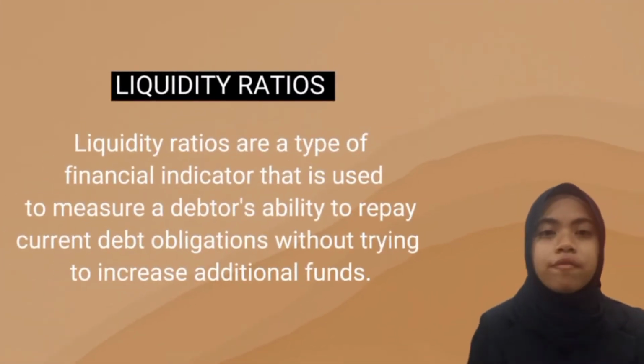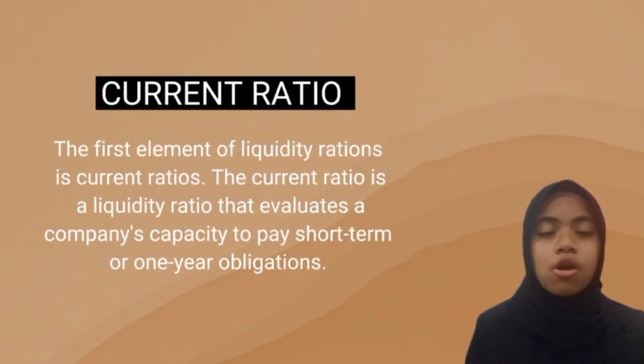Liquidity ratios are a type of financial indicator used to measure a debtor's ability to repay current debt obligations without trying to increase additional funds. The first element of liquidity ratio is the current ratio. The current ratio is a liquidity ratio that evaluates a company's capacity to pay short-term, or 1 year's, obligations.